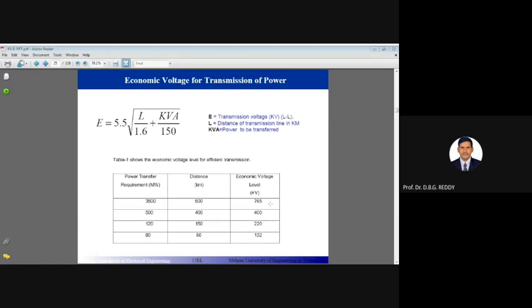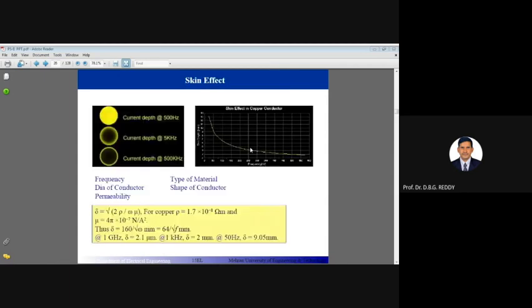For the choice of voltage, you can see the formula: E equals 5.5 times the root of L by 1.6 plus kVA by 150. Here E is the transmission voltage line to line, L is the distance of the transmission line, and kVA is the power to be transferred. This formula is used for the choice of voltage for transmission of power.